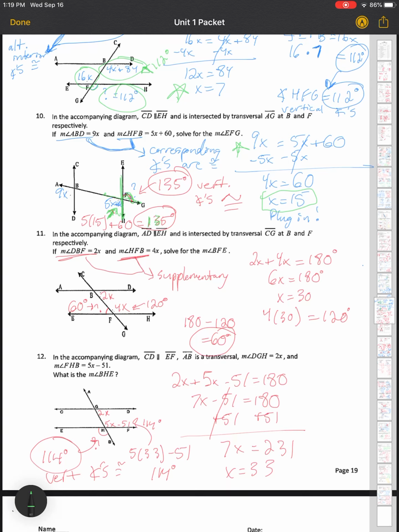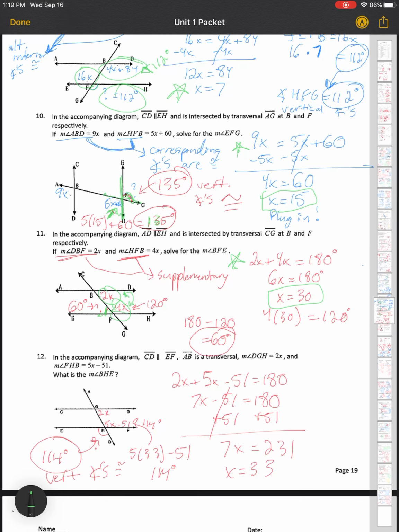For number 11, I'm given DBF, this angle here is 2x. Then I'm also given that HFB is 4x. I'm looking for angle BFE, this angle here. So the first thing I need to do is add these two together and set it equal to 180 because they are same side interior angles. So when I do that, I get that x is equal to 30.